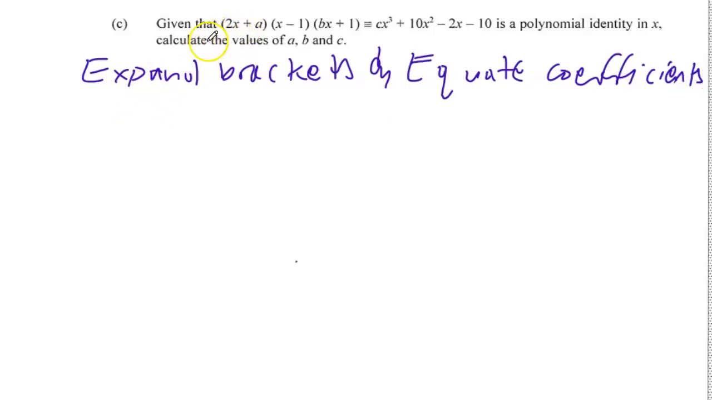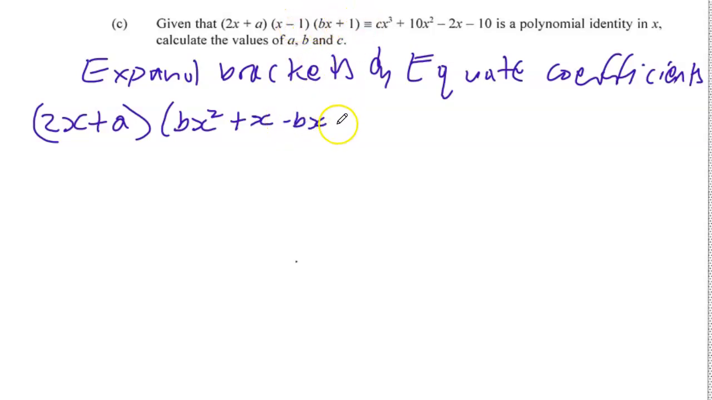Alright, so the first bracket. Let me just write out everything. So we have 2x plus a. And I'll be expanding now x minus 1 times bx plus 1. So x times bx, that's bx squared. x times 1, that's 1x. And negative 1 times bx, that's negative bx. Negative 1 times positive 1, that's negative 1. And all of that is an identity to the expression on the left hand side.